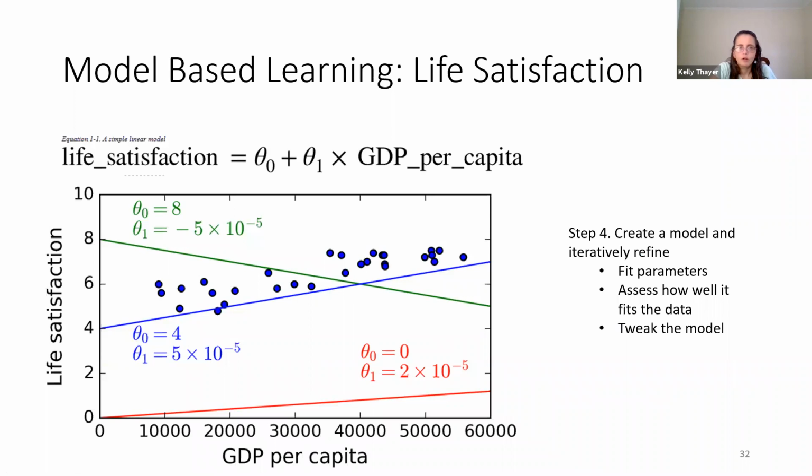So now for model-based learning, what we're going to do is we're going to try to write an equation. So this is our actual model, and we're going to iteratively find it. So there are going to be some fit parameters. This theta 0 is basically the y-intercept. And then we're going to have theta 1, which is going to be multiplied by the GDP per capita. And so then we can assess how well it fits the data, and then we can tweak the model, which is going to amount to changing the parameters.